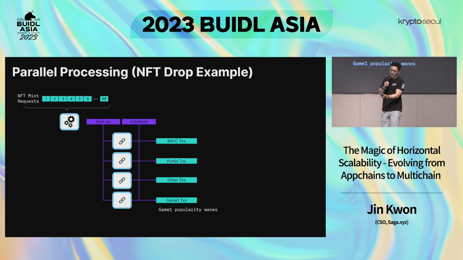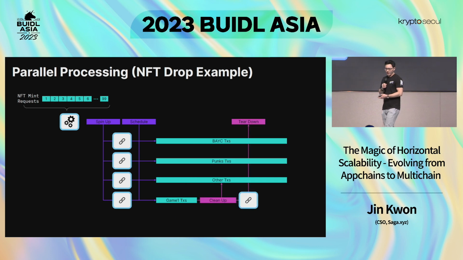So let's say over time, Game 1 popularity goes down. You can actually clean up the actual state that you have in this chain that's dedicated to Game 1. You can compact it back into the other transaction section. Then you can tear down this infrastructure at the bottom so that you're no longer paying for this chain that you have at the bottom. And you can actually divide the actual use cases of blockchain horizontally like this in almost infinite numbers of ways.